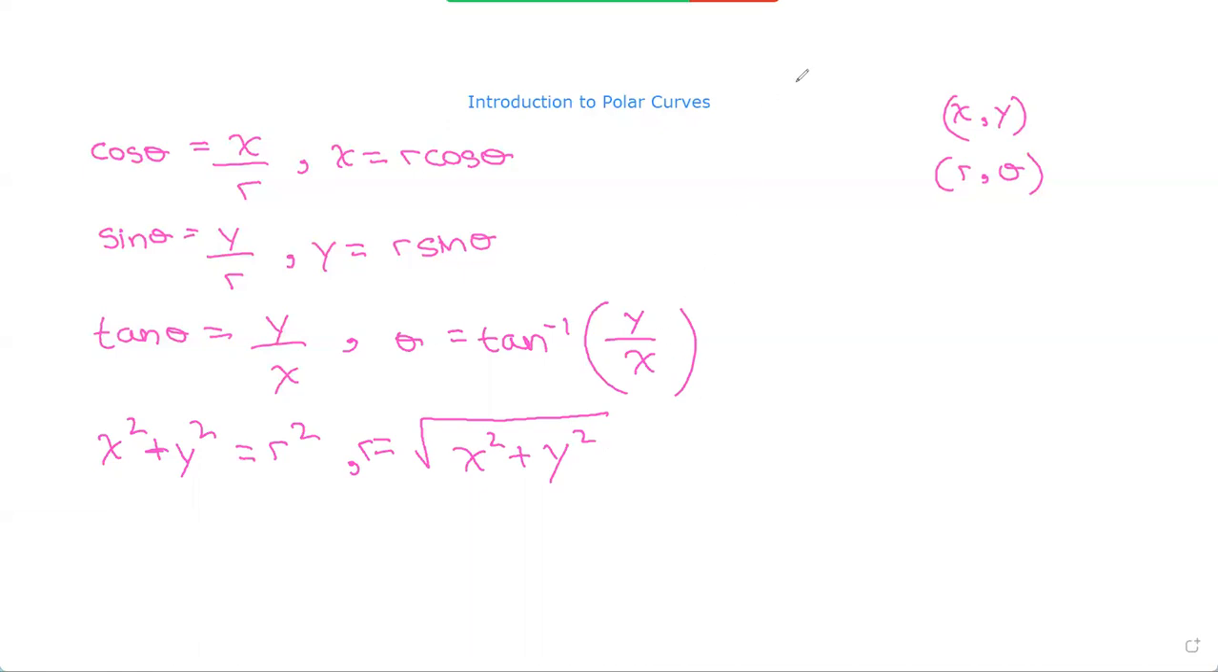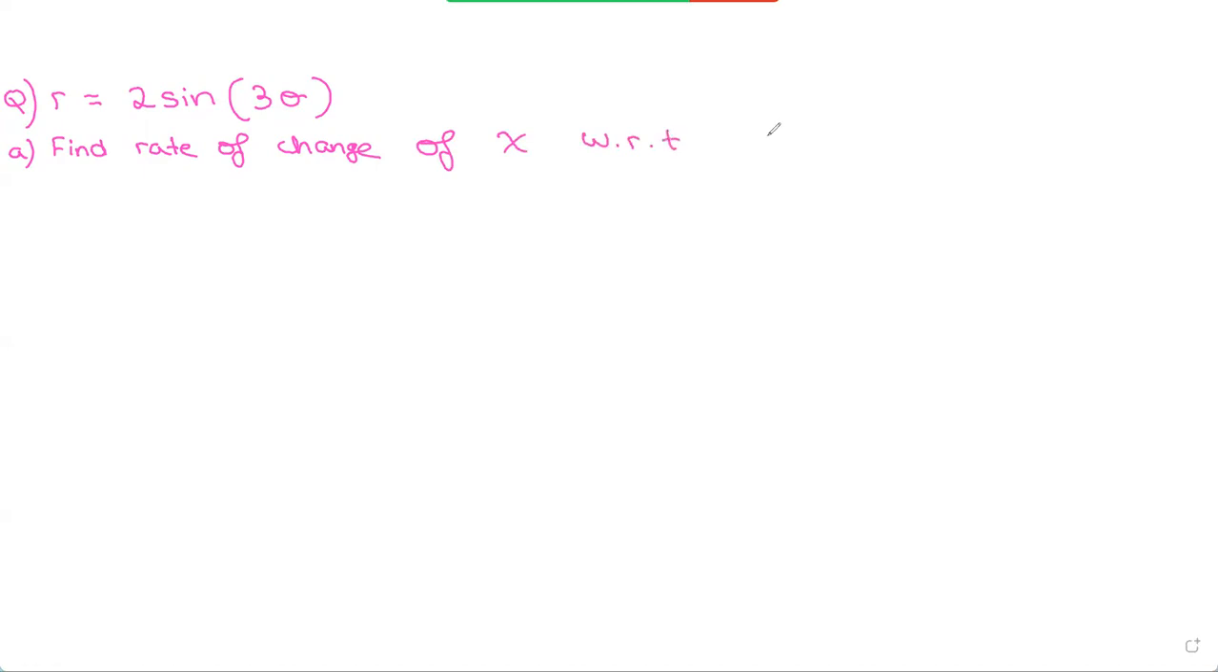So let's look at some questions. They've given us r is equal to 2 sine 3 theta. They've asked us to find the rate of change of x with respect to theta.